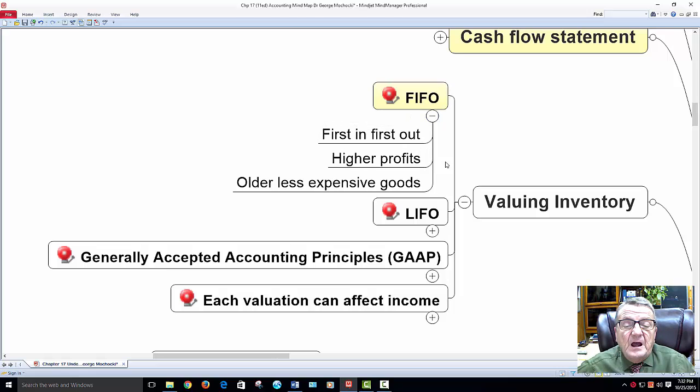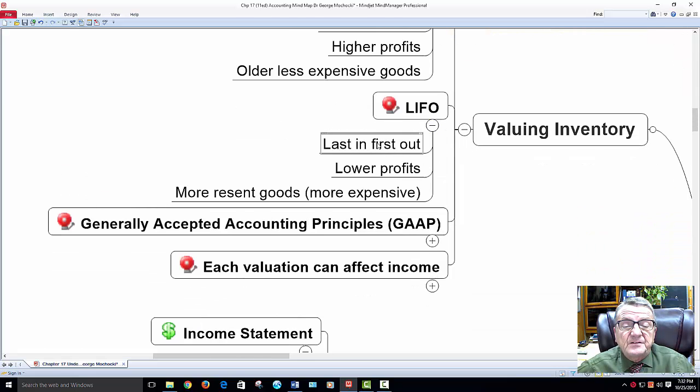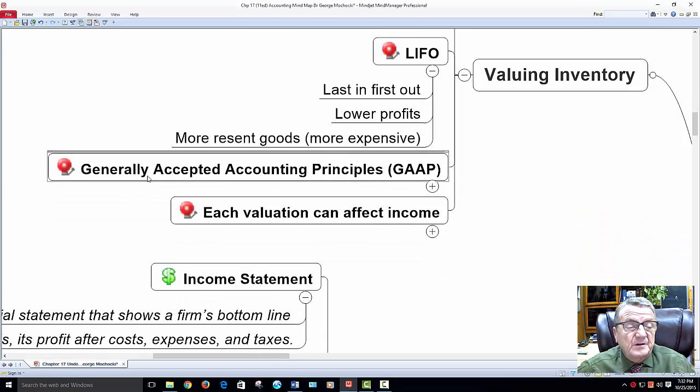Okay, first in, first out, that's what FIFO stands for. Higher profits, older, less expensive goods. LIFO, for lack of better words, last in, first out. Lower profits, more recent goods, or more expensive.